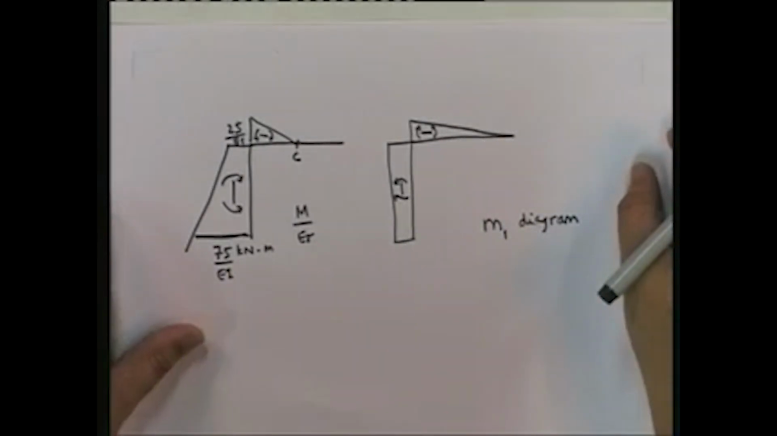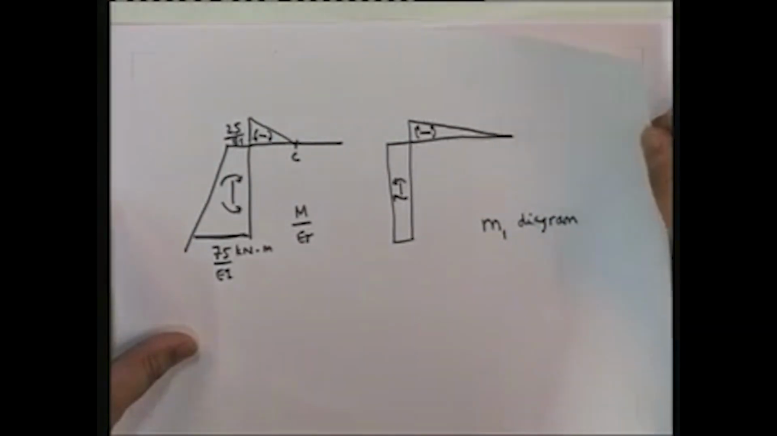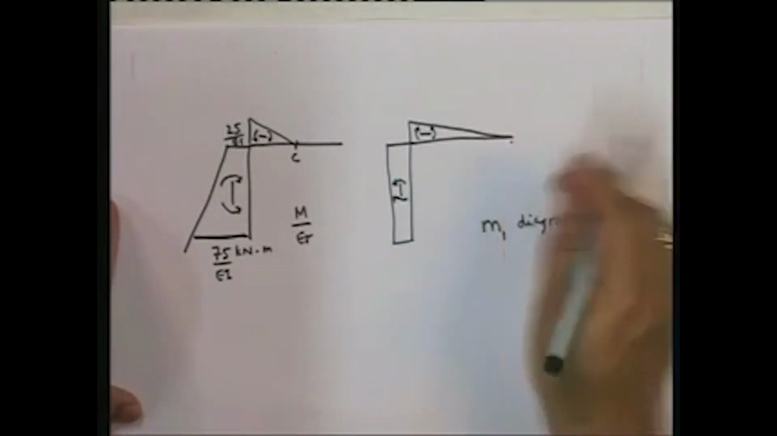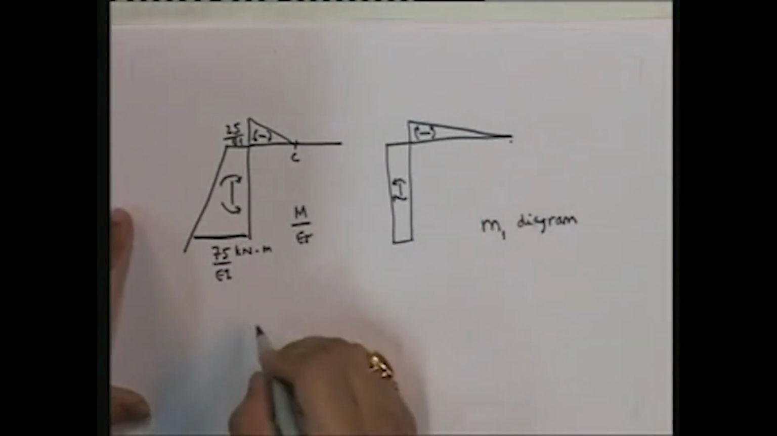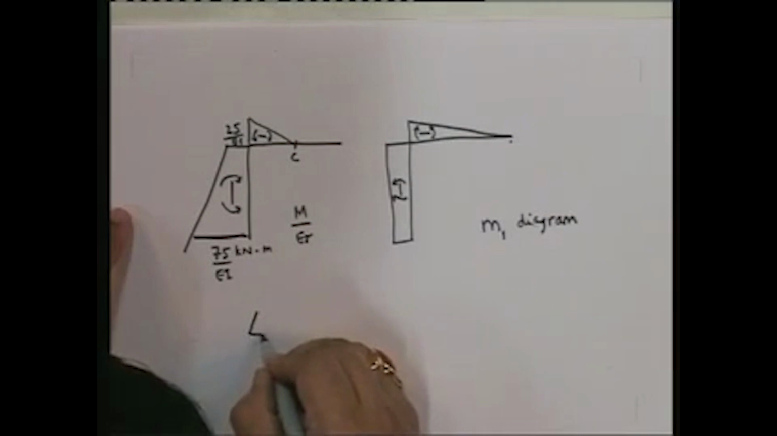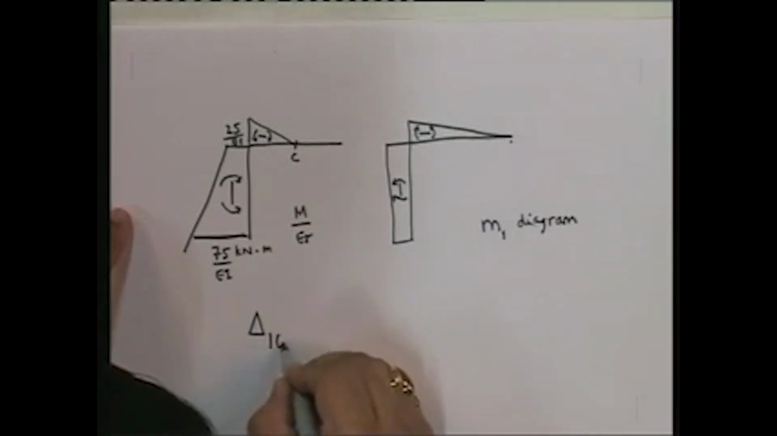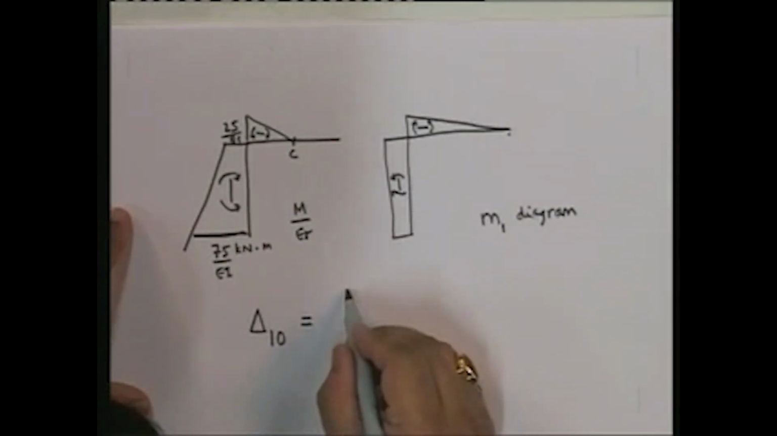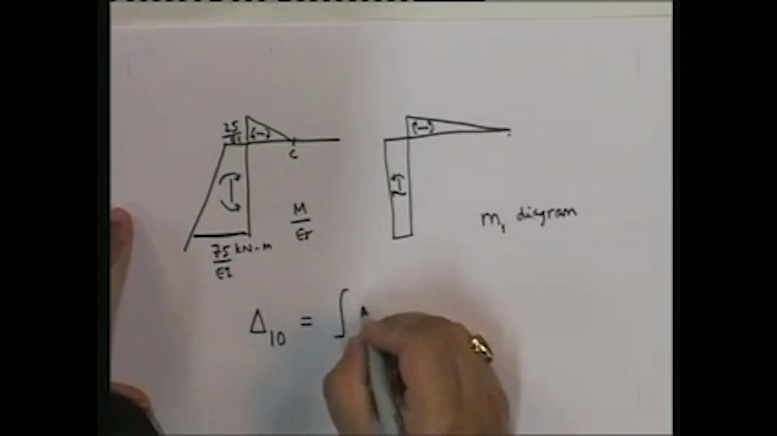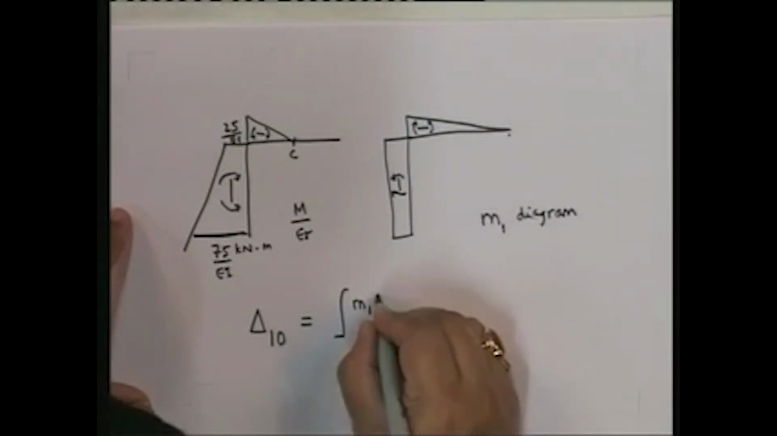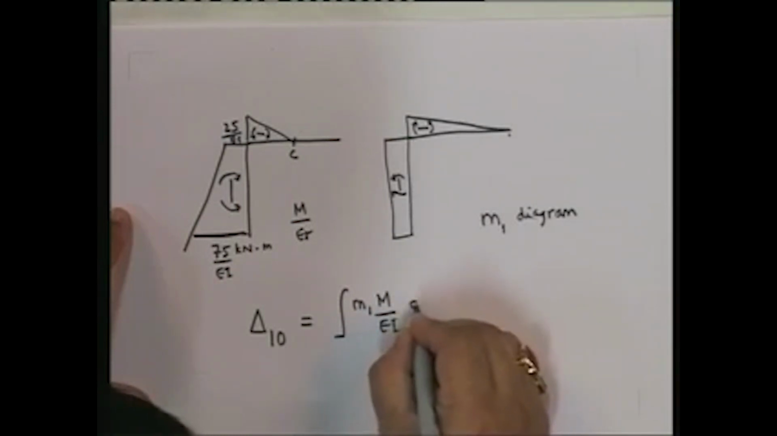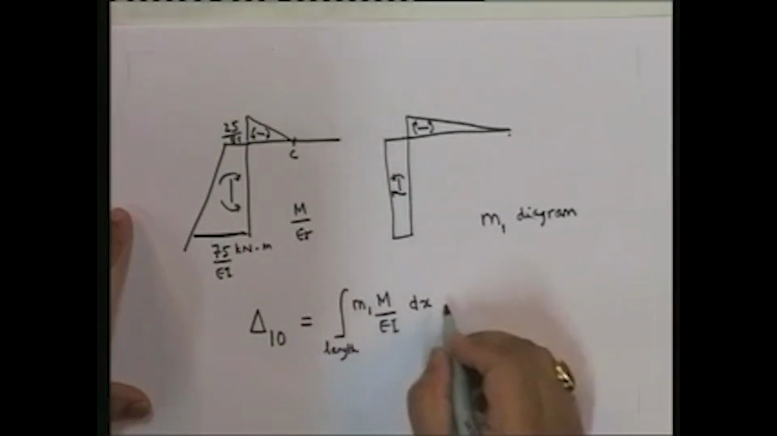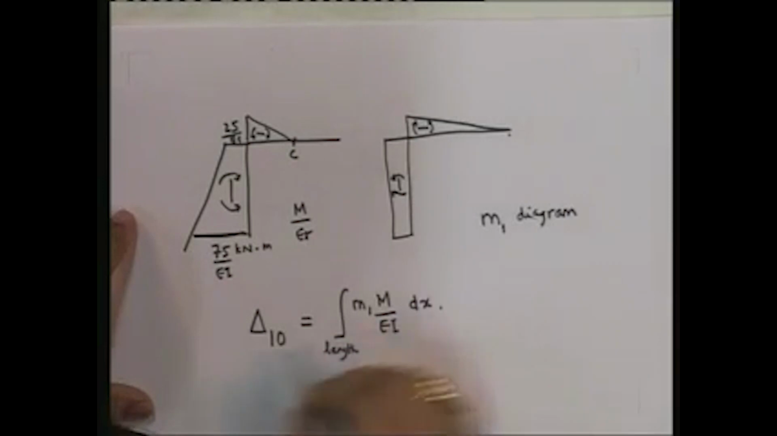Now what do we do? Well, we have already seen that. Note that if I want to find out the displacement at this point, then my equation becomes delta 1 0 is equal to the integral over the whole length of M1 into M upon EI dx over the entire length of the frame. So that is delta 1 0.